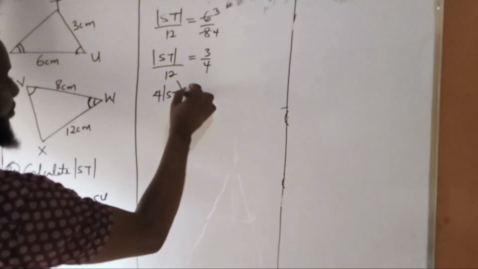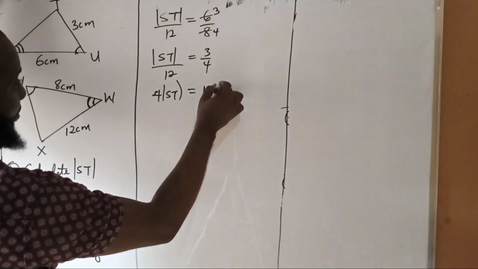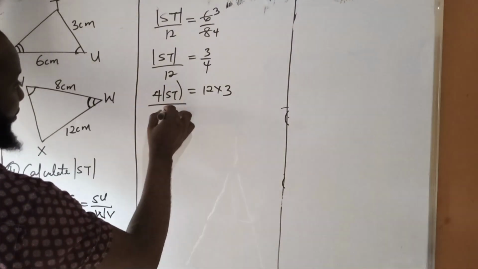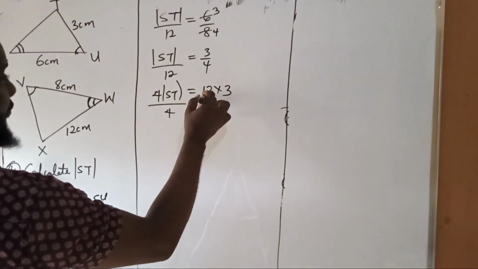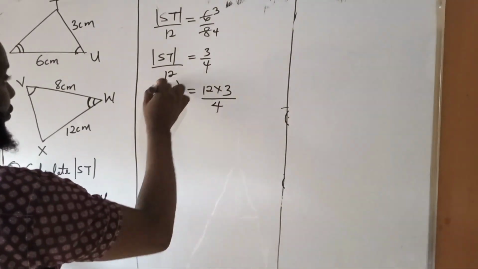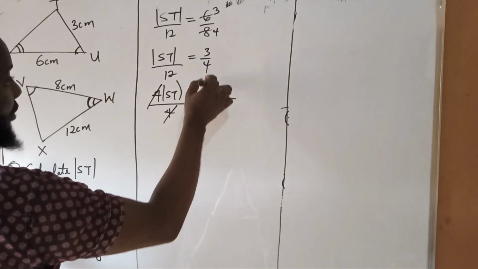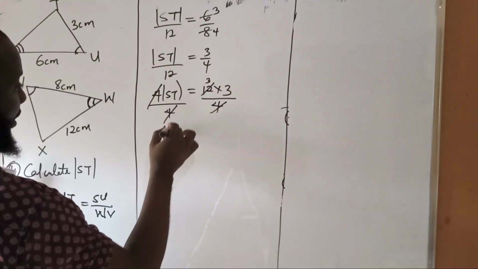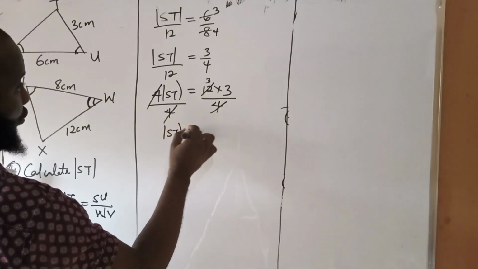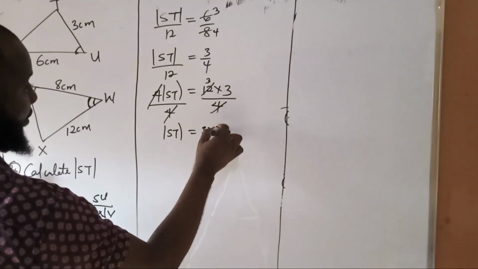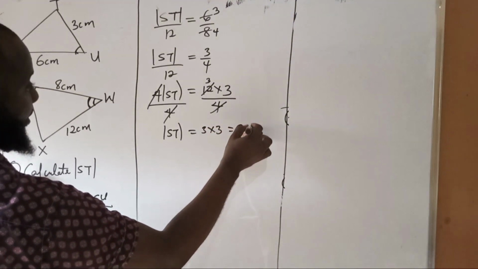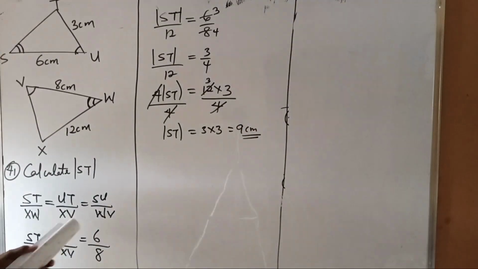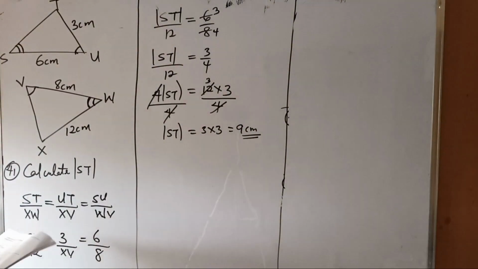4ST equals 12 multiplied by 3. Divide both sides by 4. So 4 cancels 4, 4 here 1, 4 here 3. Therefore, ST equals 3 times 3, which is equal to 9 centimeters. That's the value of ST.